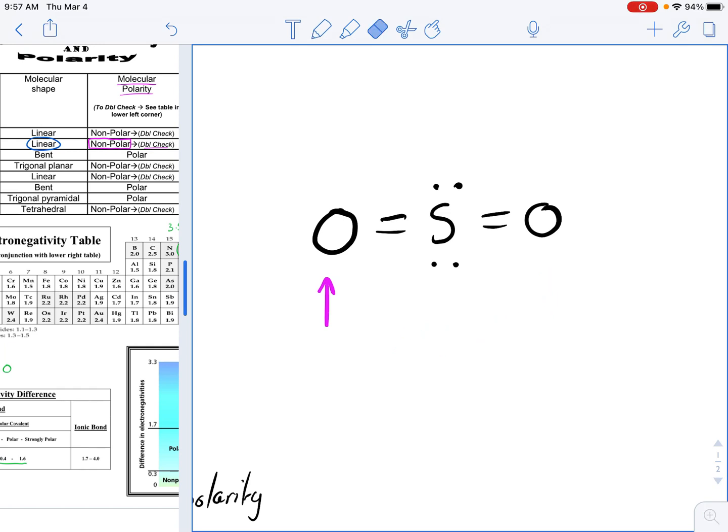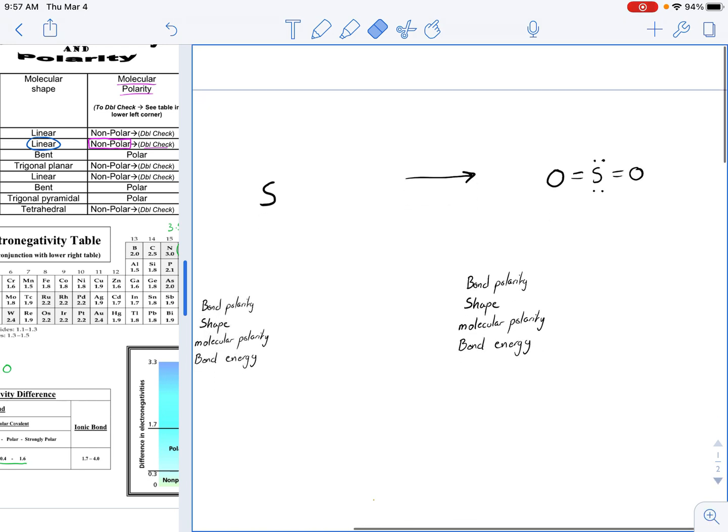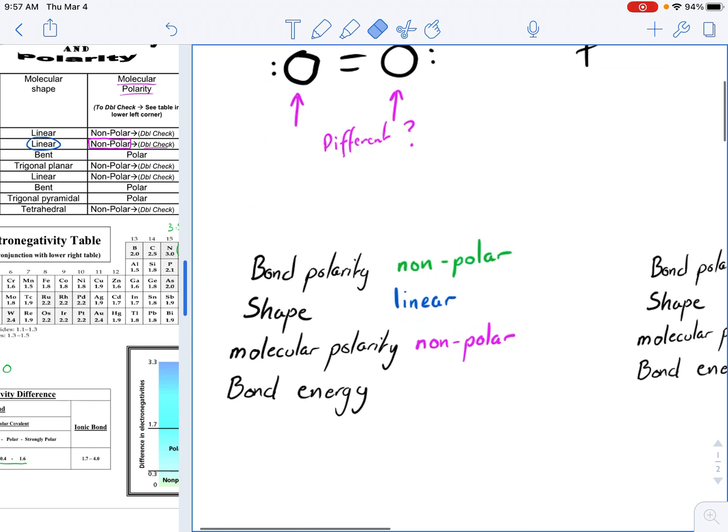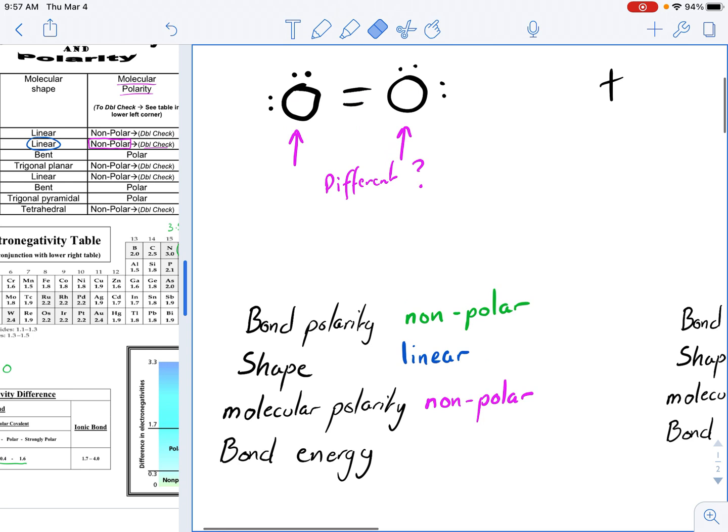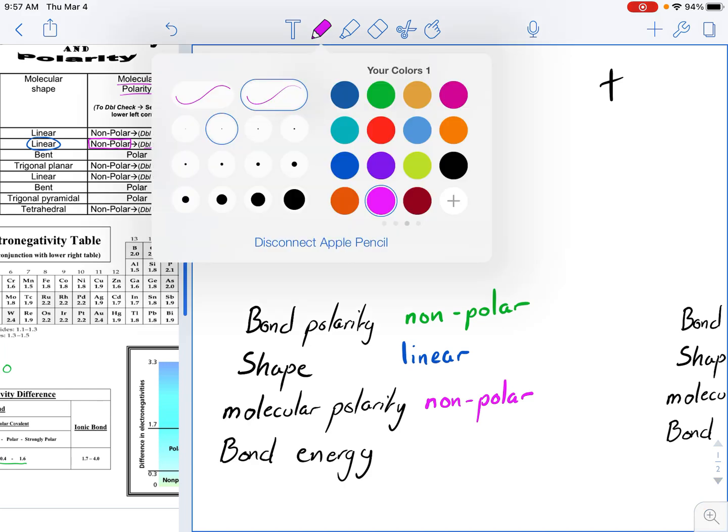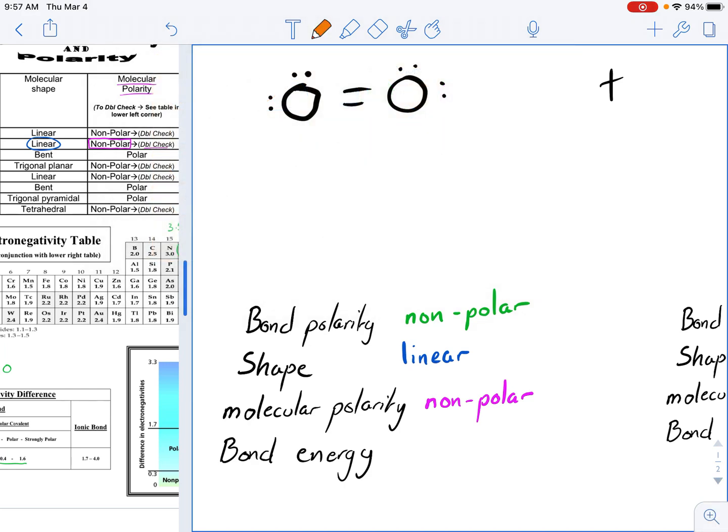We'll get to this one in just a second, but let's finish up on our first molecule. All right, so we know that these are not different, so it's going to be non-polar. Great. The last step we need to do is the bond energy. So here is the bond. It's a bond between two oxygens, and it's a double bond between two oxygens.